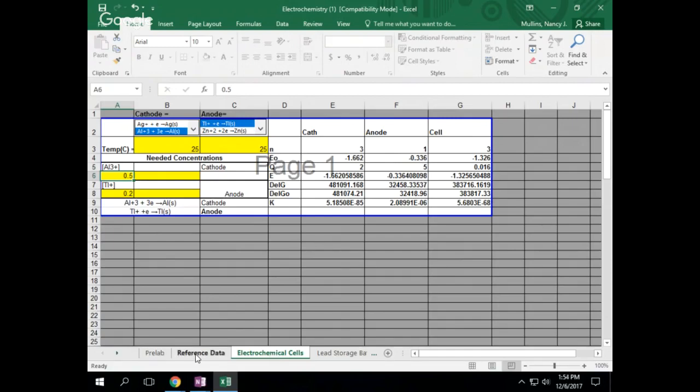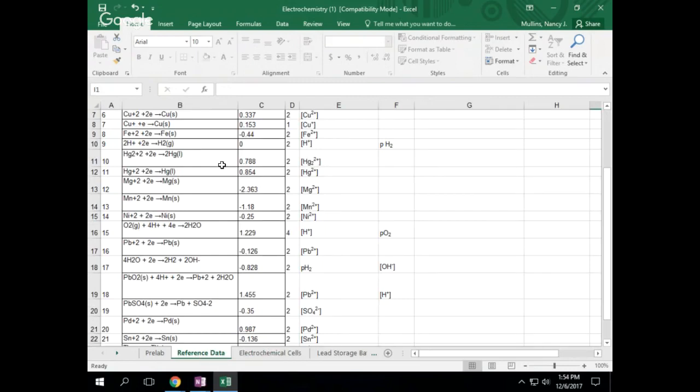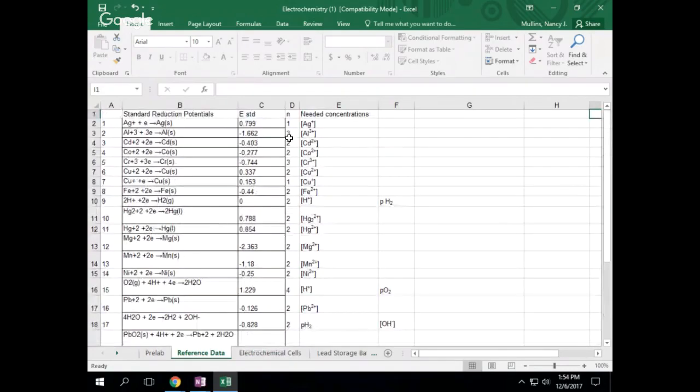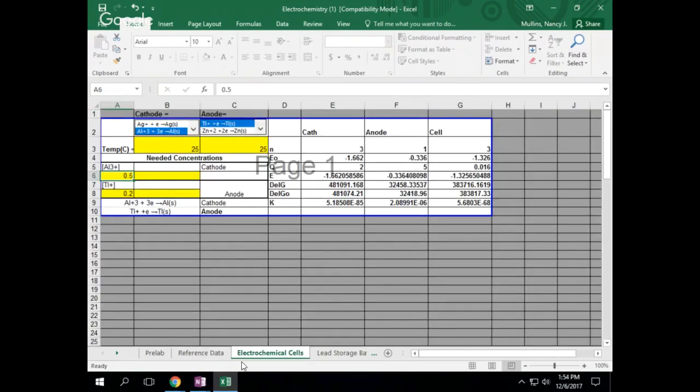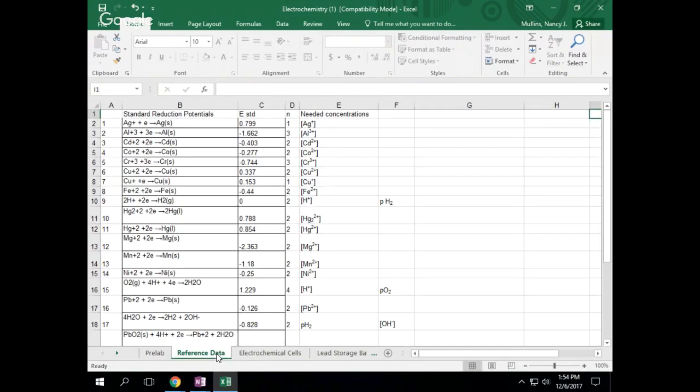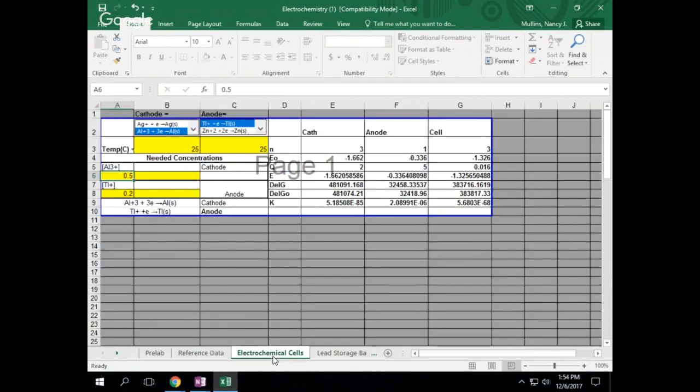For the reference data, that's just a list of all the things that you were going to need to know. I put that, honestly, that was for me. Reminds me what the half reactions are and what the standard cell potentials were. And then this cell references that. My recommendation, you can't type here, so you can't accidentally overwrite it. So that when you get into this cell, then it will automatically ask you for just exactly what you need. So I made it so that you could only type in the cells that were yellow.